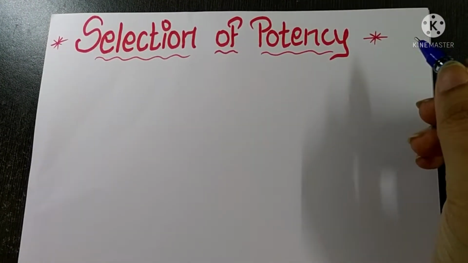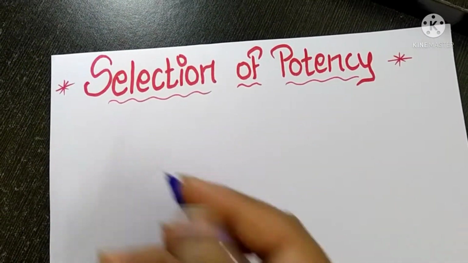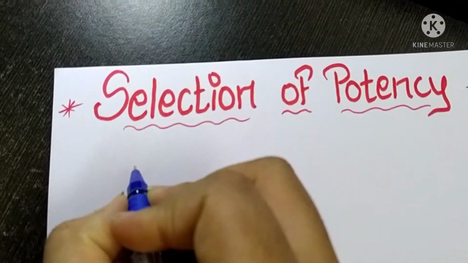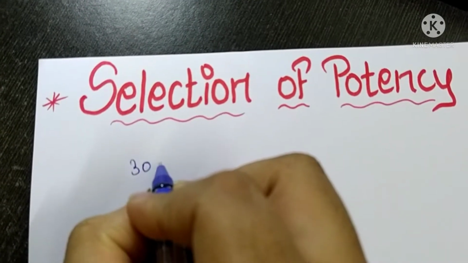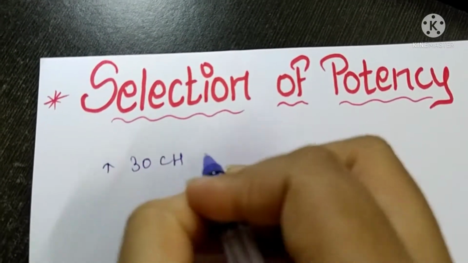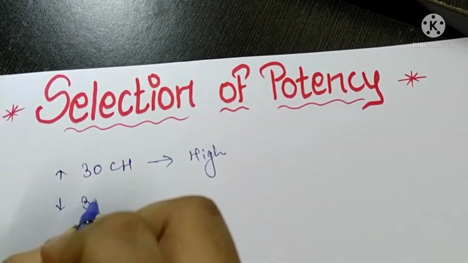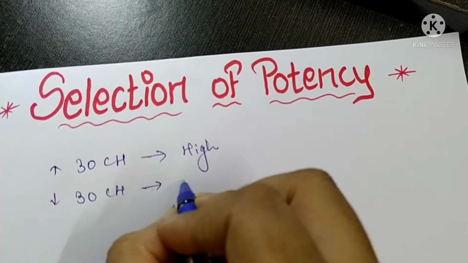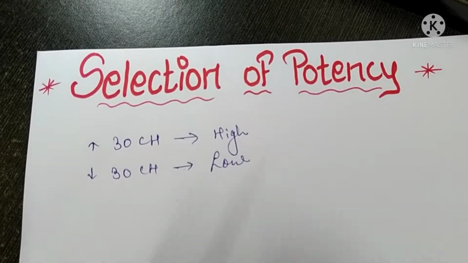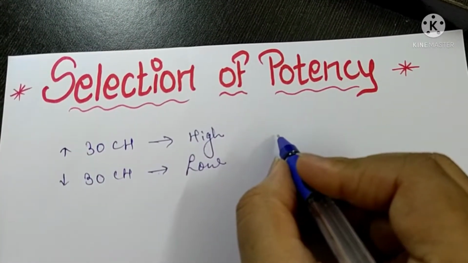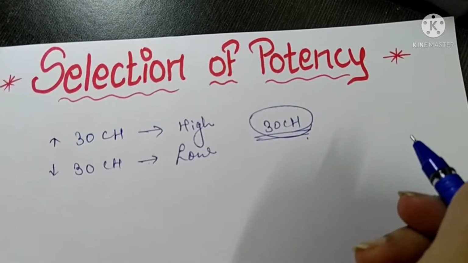So mostly nowadays the centesimal scale is used rather than the decimal and LM potency. Here, if potency is more than 30 CH, then it is considered a higher potency, and if it is less than 30 CH, then it is considered a lower potency. And what is the standard potency? The standard potency is 30 CH.